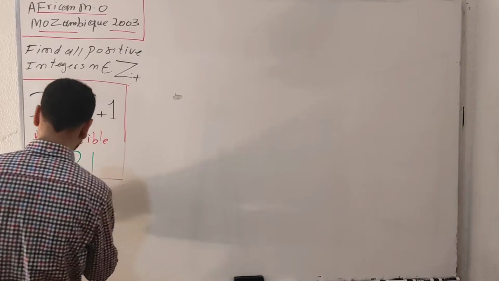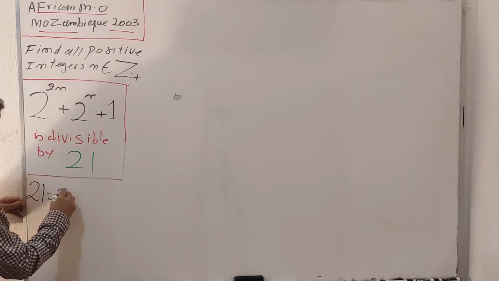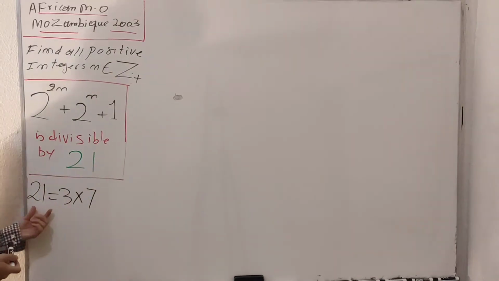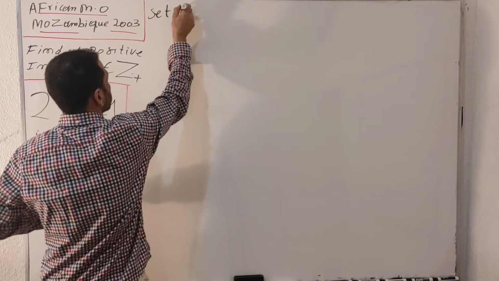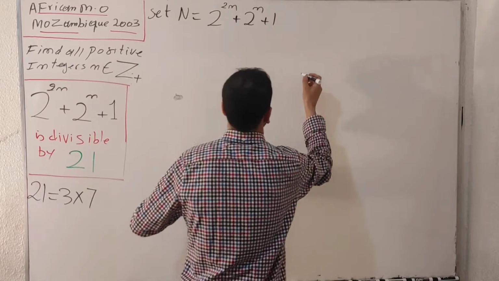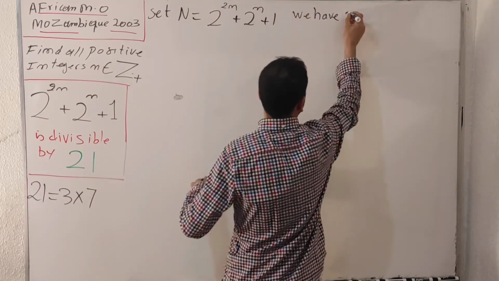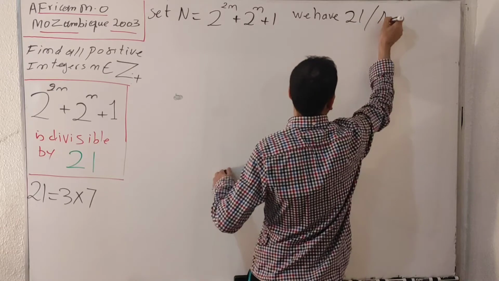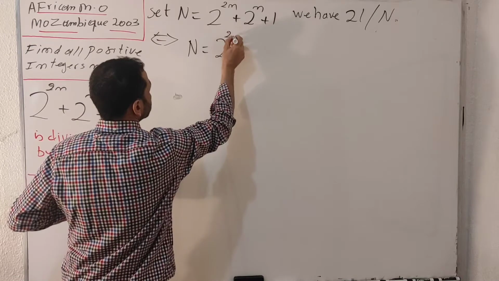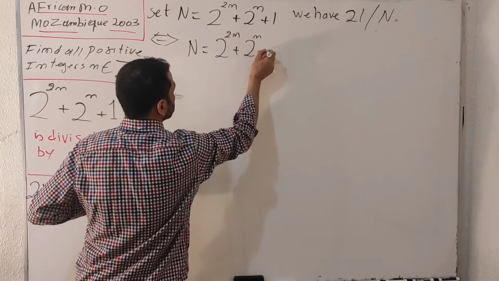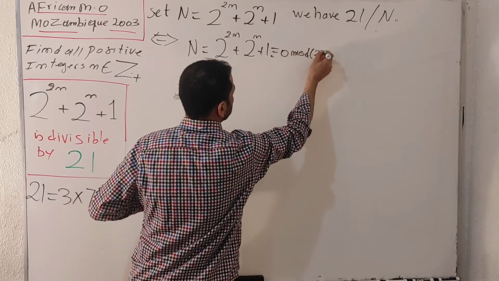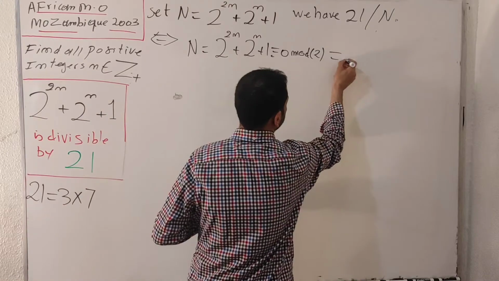21 is the same as 3 multiplied by 7, so here I have a prime factorization. Let's set capital N equal to this term. They told us 21 divides capital N. This is equivalent to capital N, which equals 2 to the 2n plus 2 to the n plus 1, being congruent to 0 mod 21.